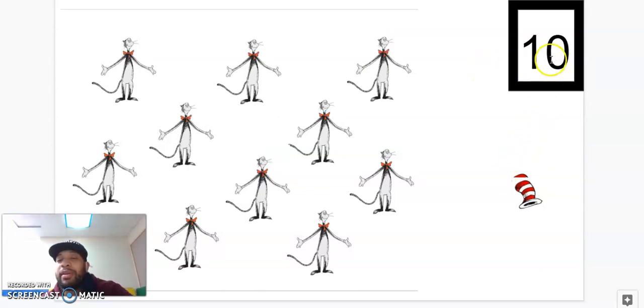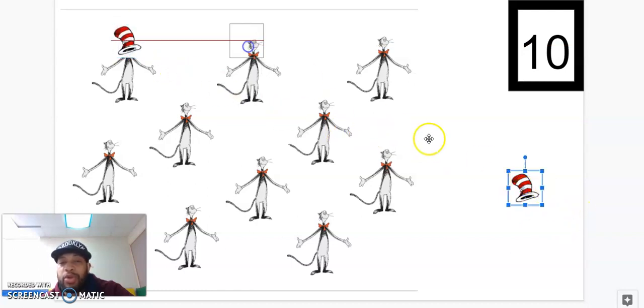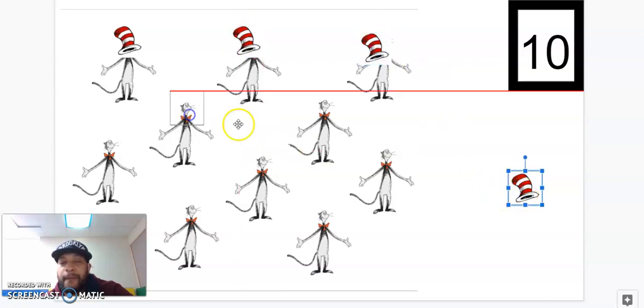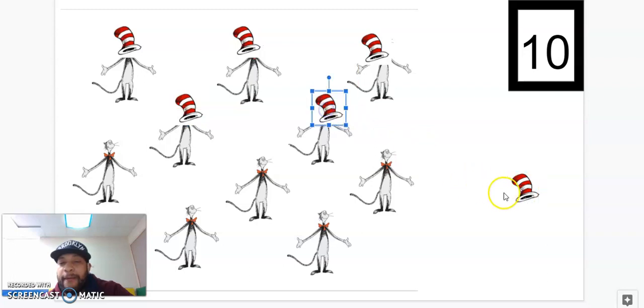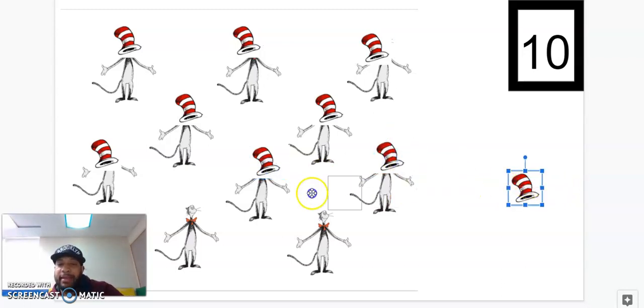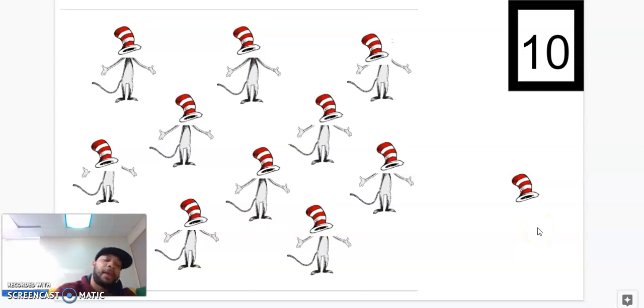Big number. This is the number 10. We're going to count 10 hats. One, two, three, four, five, six, seven, eight, nine, 10. 10 hats. Great job counting.